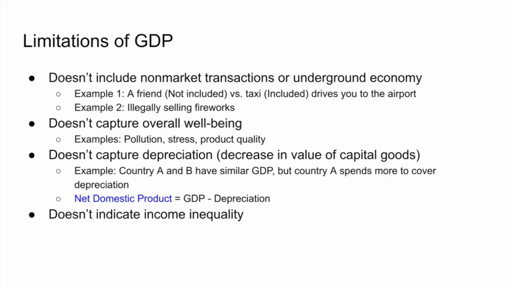GDP doesn't capture depreciation. So for example, if 2 countries have similar GDP, but country A spends more in order to cover depreciation, then technically country B is producing more new goods and services. So net domestic product, which subtracts depreciation, is a potential alternative measure. And GDP doesn't indicate income inequality.